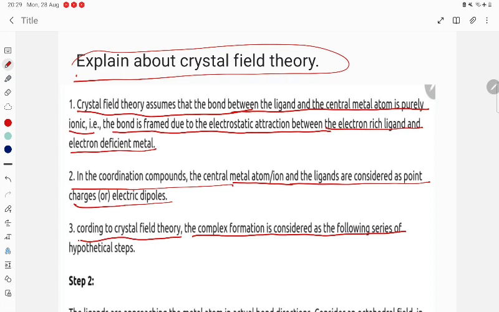So that is the major point. What are they considered to be, student? Purely ionic bond. It is considering a purely ionic bond, and both the central metal atom and the ligands are considered to be point charges.